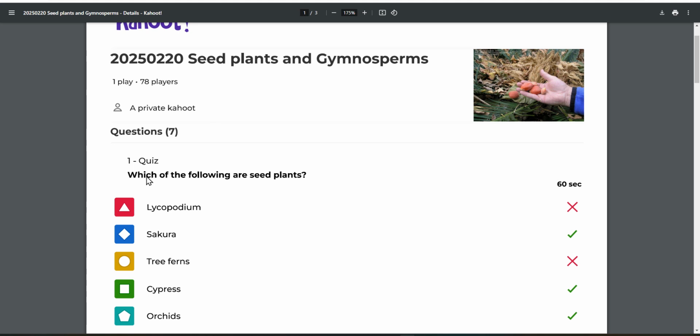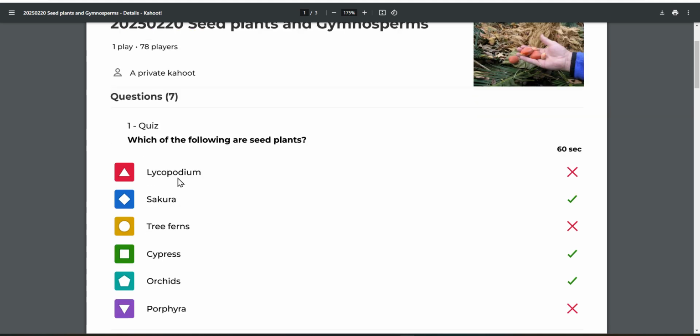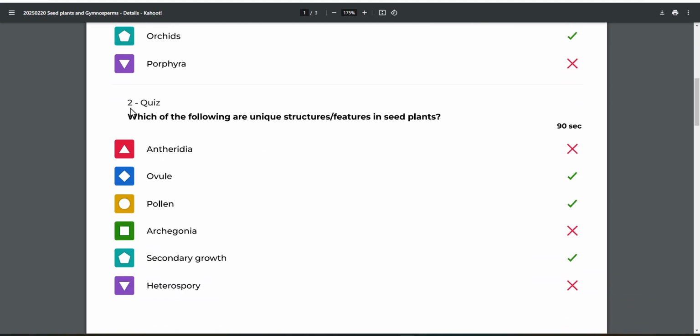Okay, which of these are seed plants? This is sakura, which is I think yingfa or toufa. Cypress, a type of conifer, and orchids. These are seed plants. Okay, these three are seed plants. Tree ferns are ferns. Pyrophyte, that's an alga. Lycopodium, that's a fern ally.